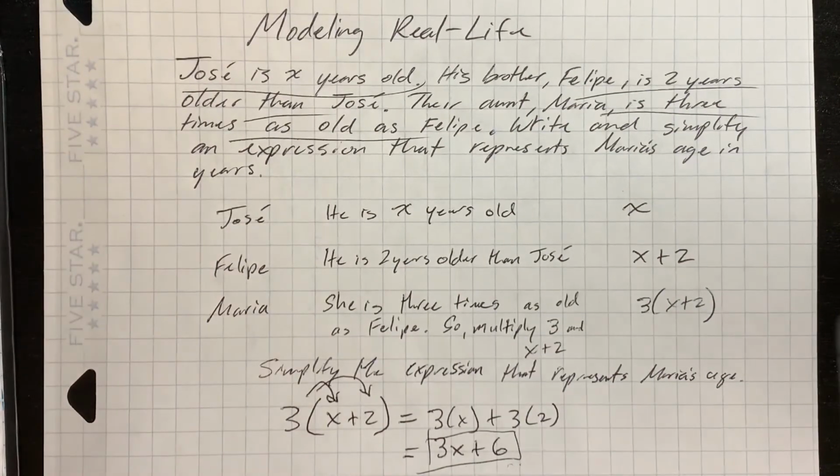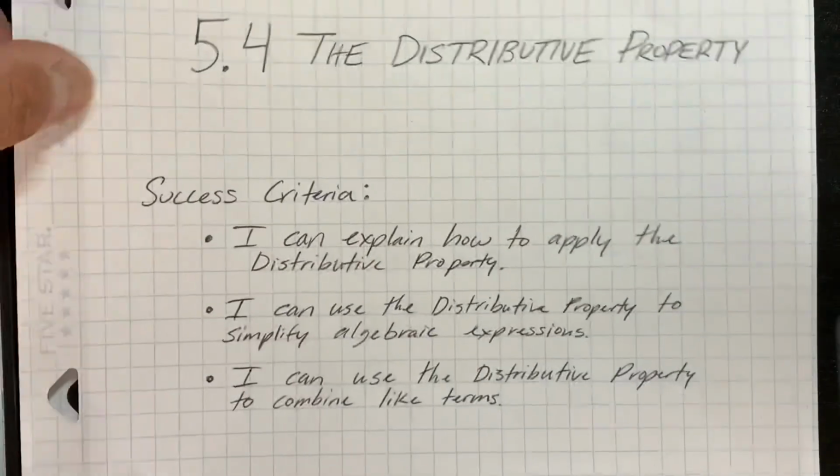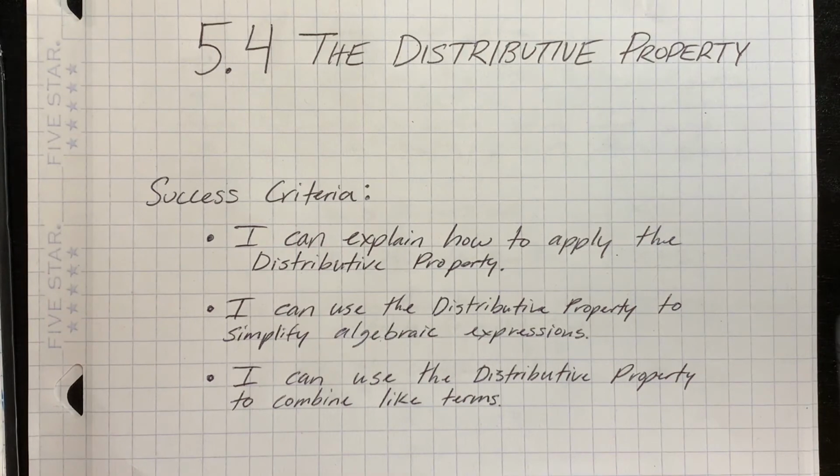So there you go. Hope you guys learned a thing or two about like terms and using the distributive property of multiplication. By now, you should be able to explain how to apply the distributive property. You should also be able to use the distributive property to simplify algebraic expressions, and also to use the distributive property to combine like terms.